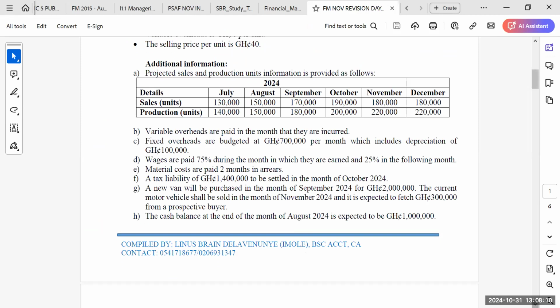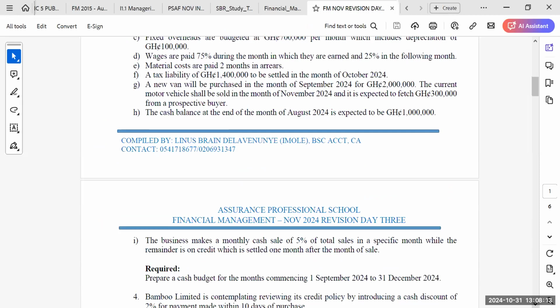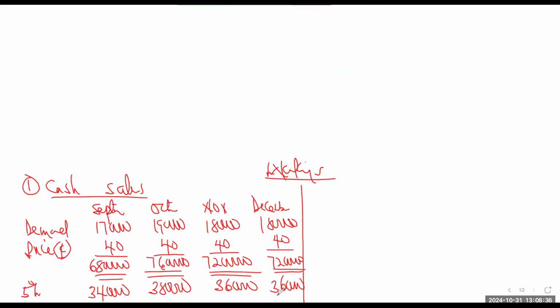I said that the company makes a monthly cash sales of 5% of the total sales in a specific month, while the remainder is on credit, which is settled 1 month after the month of sale. Can we do that one at once? The 95%? Yes. You can just calculate the value for August. So what is the quantity for August?